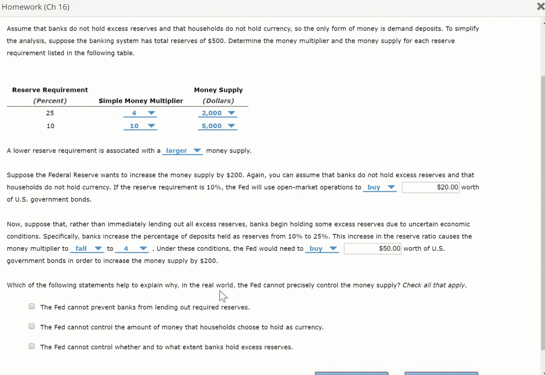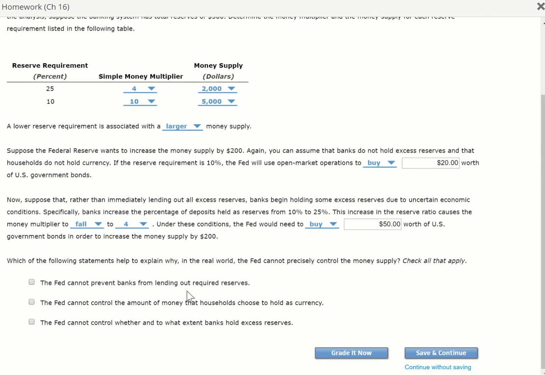All right, which of the following statements help explain why in the real world the Fed cannot precisely control the money supply? Check all that apply. The first one says the Fed cannot prevent banks from lending all required reserve. This statement is false, because the whole idea of required reserve is that banks cannot lend out the required reserve, which is set by the federal government. So that is false. Next, the Fed cannot control the amount of money the households choose to hold as currency. That is true, because the Federal Reserve cannot tell each household, hey, you cannot hold money this month anymore. We don't ever do that.